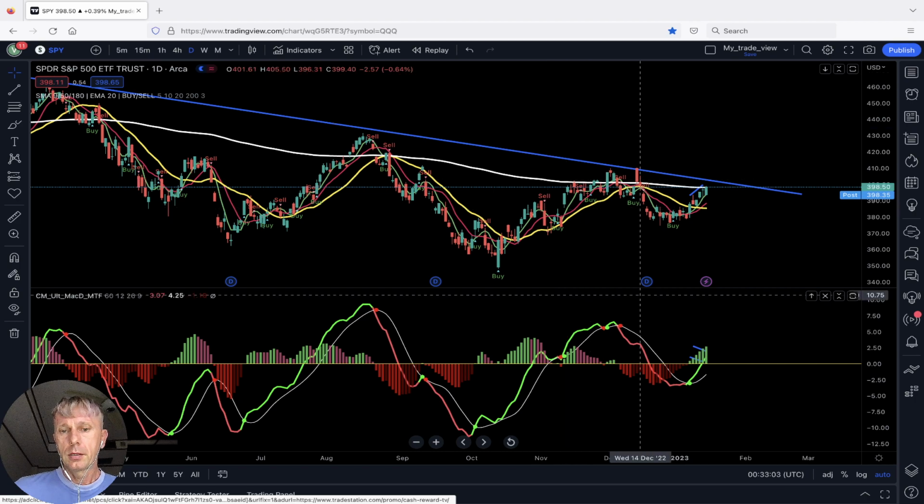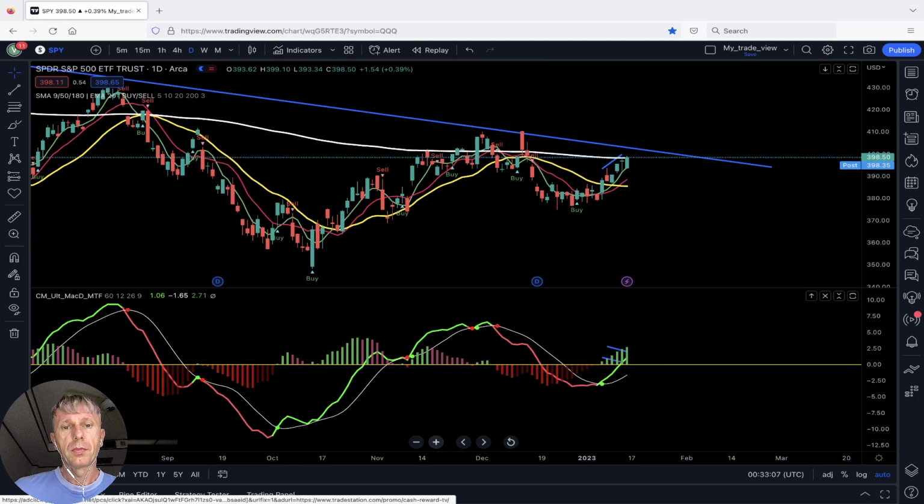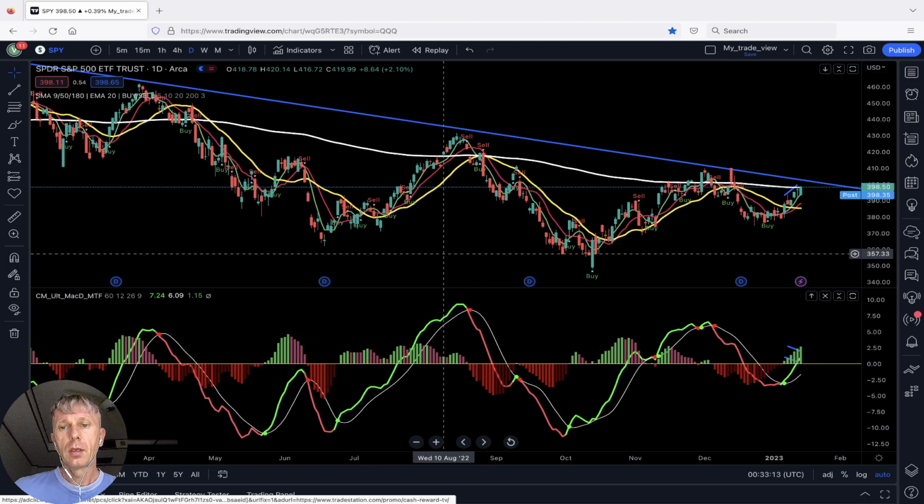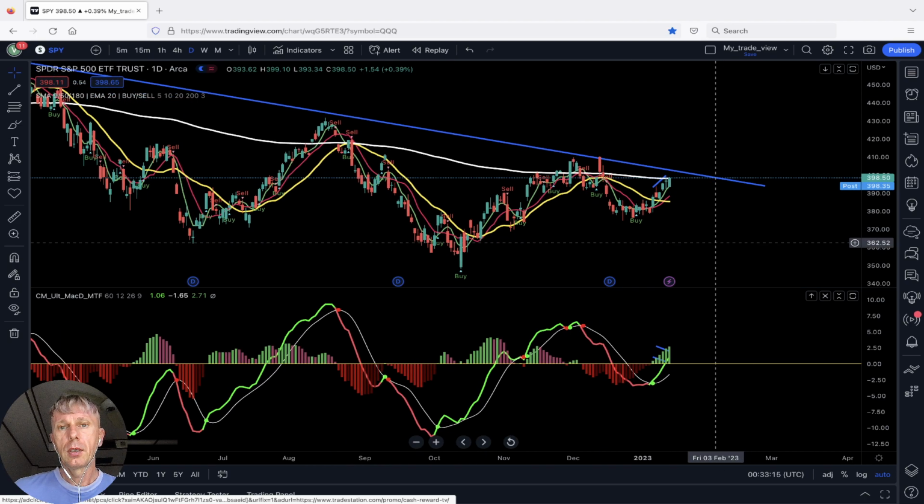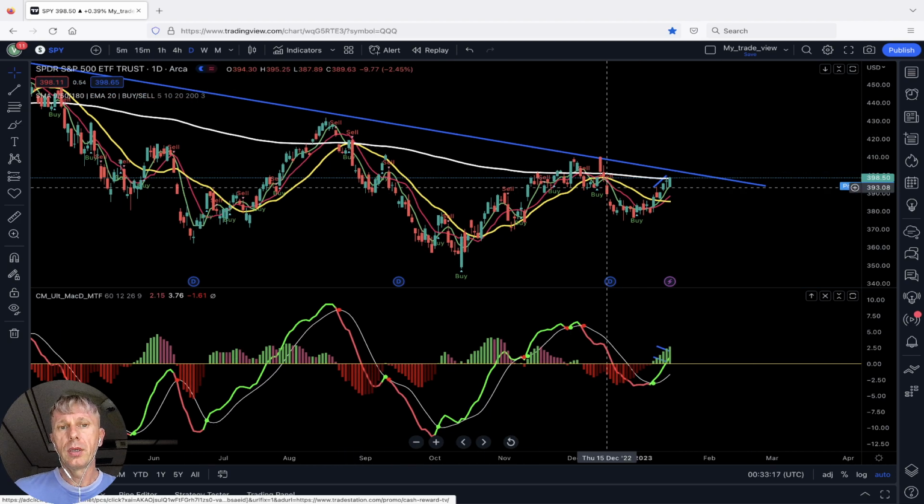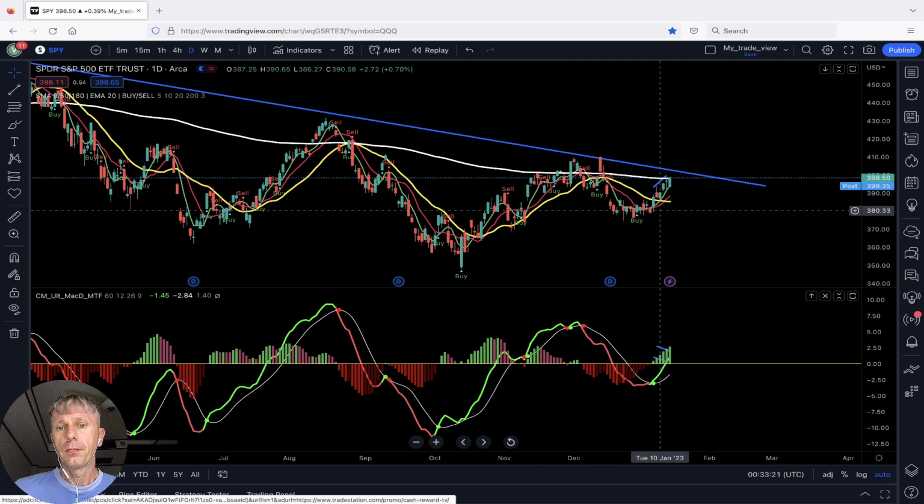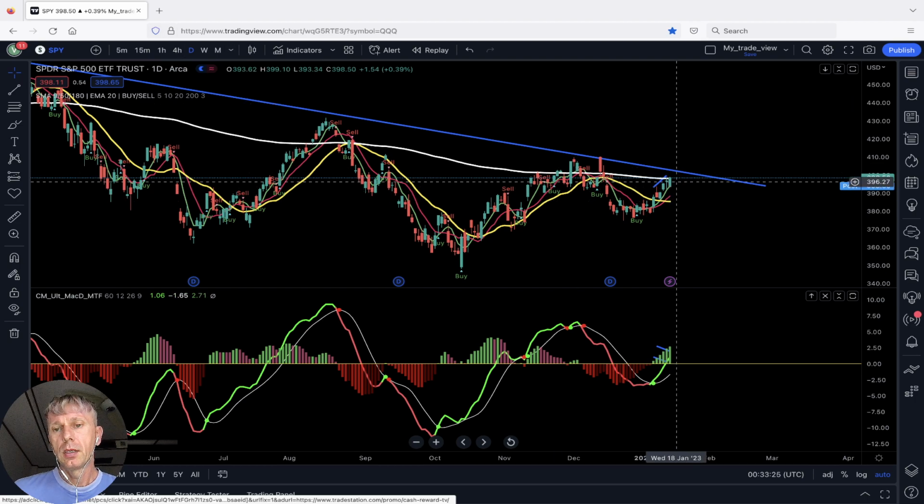Okay, let's start from SPY. SPY daily, right? SPY daily, it's a bullish trend. Generally, it's still a bearish trend, but on the daily time frame, we are bullish. The last bar is a green bar. It touched MA200.